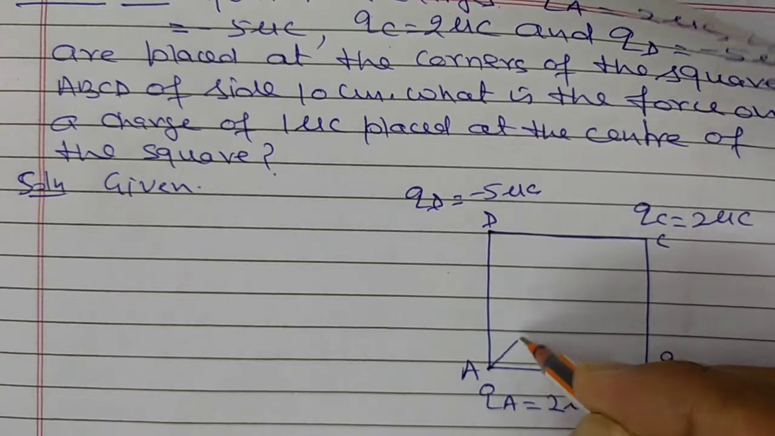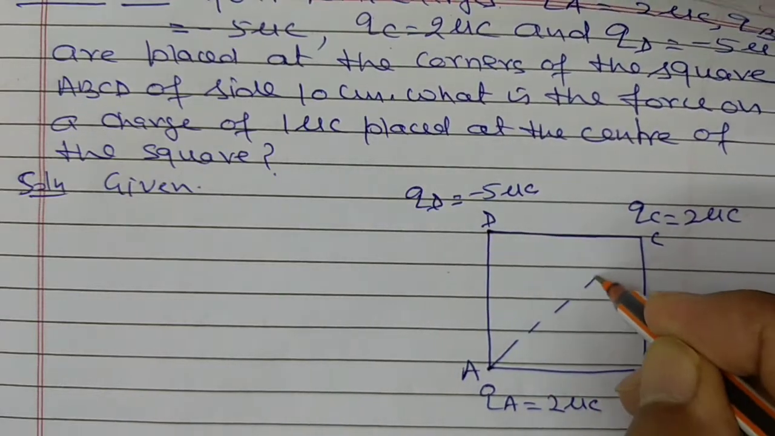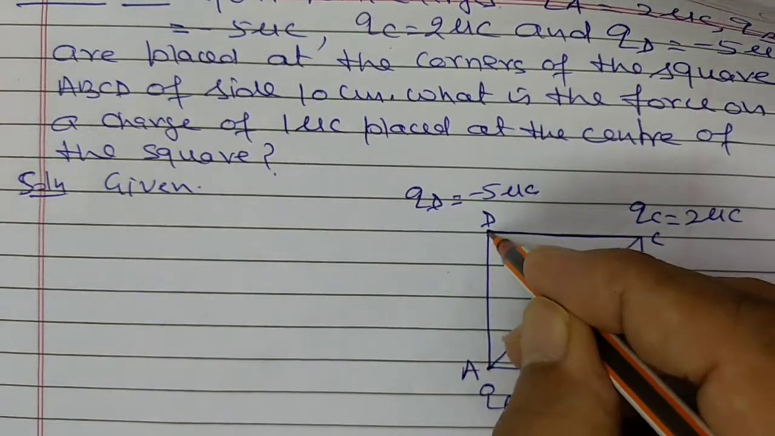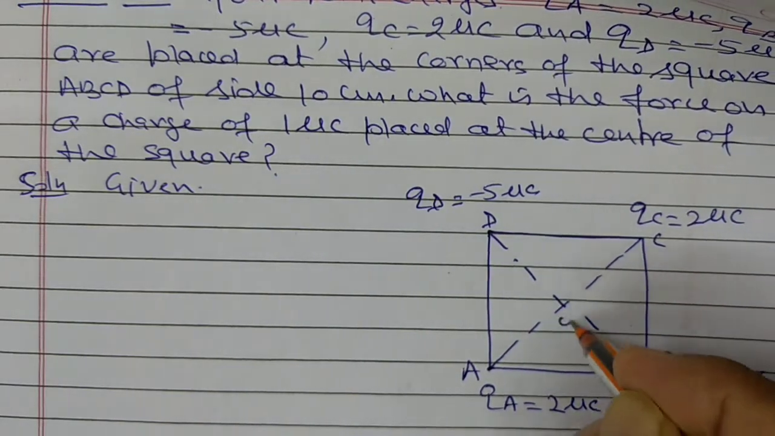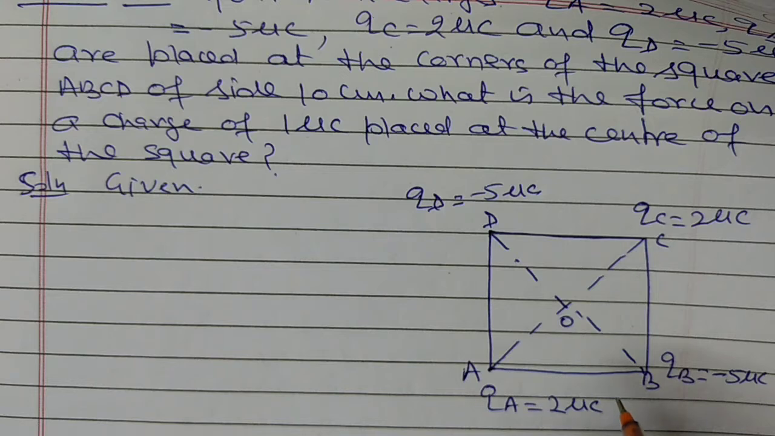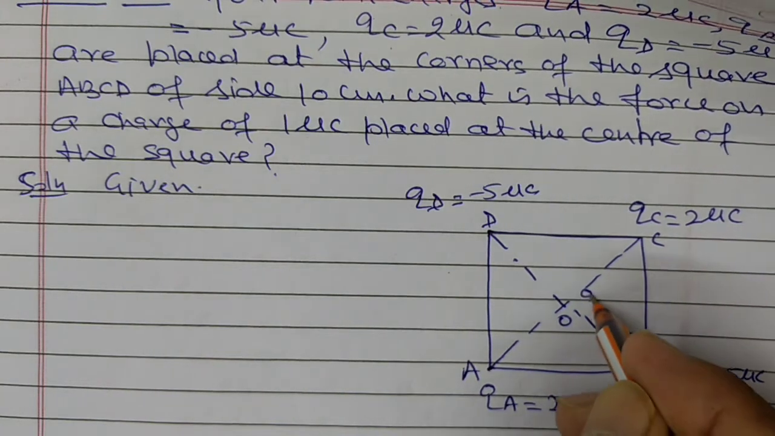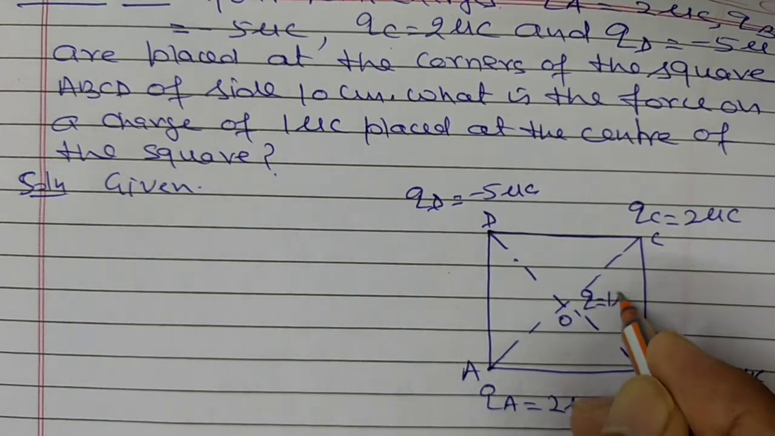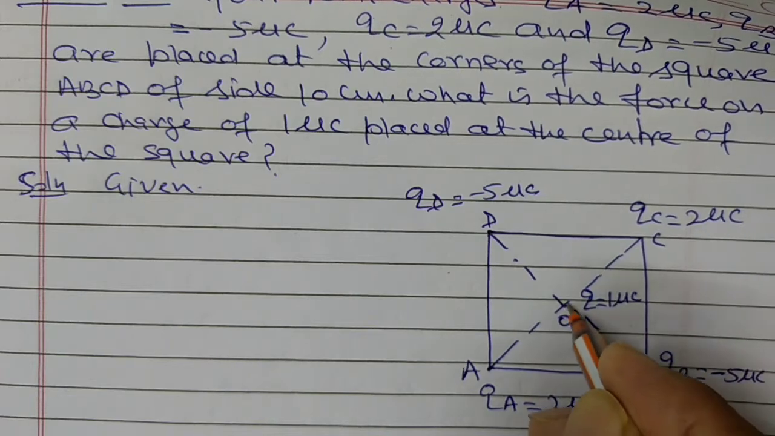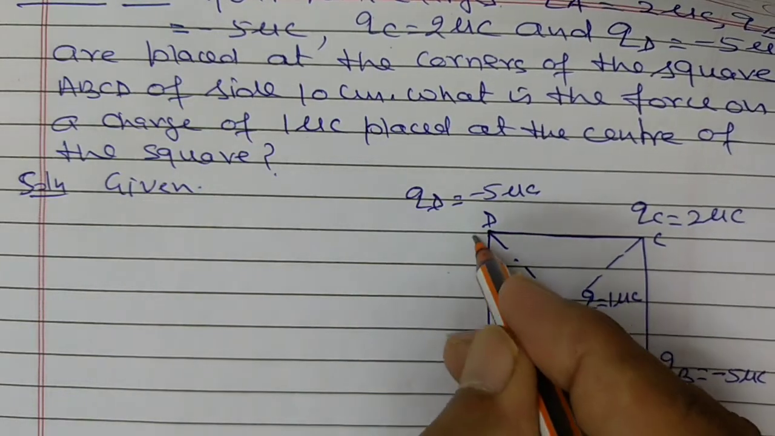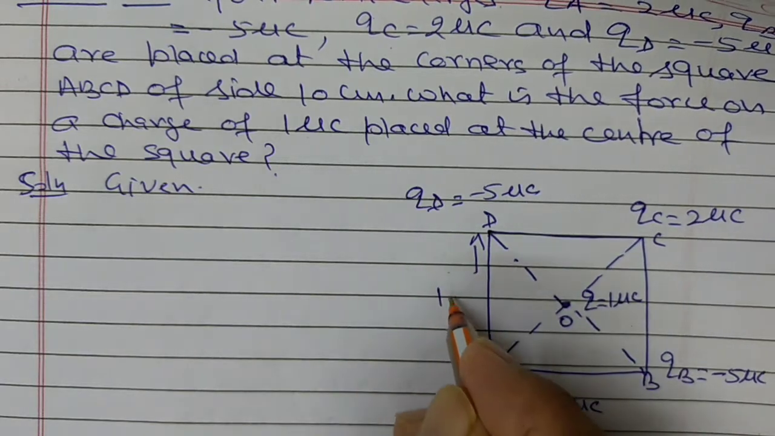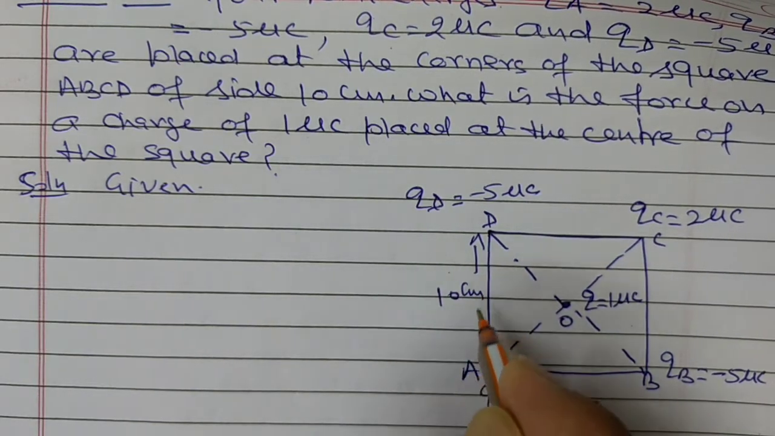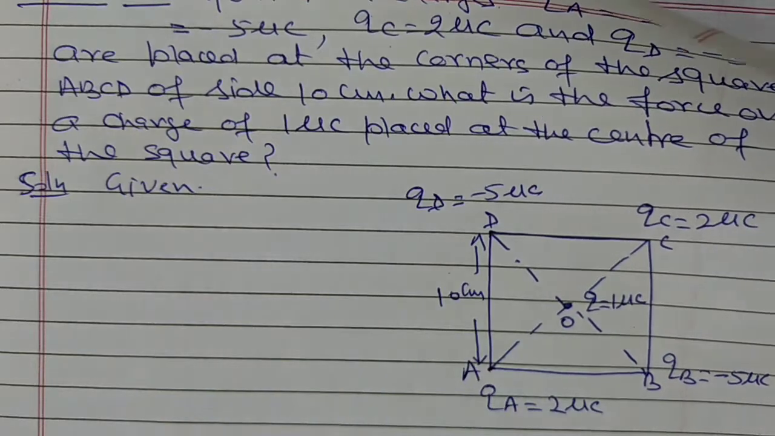And at the center of this square, suppose this center O, a charge of 1 microcoulomb, Q equal to 1 microcoulomb, is placed at the center, and the side of this square is 10 centimeter. Each side is 10 centimeter.